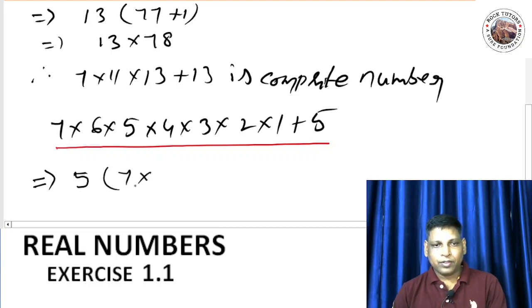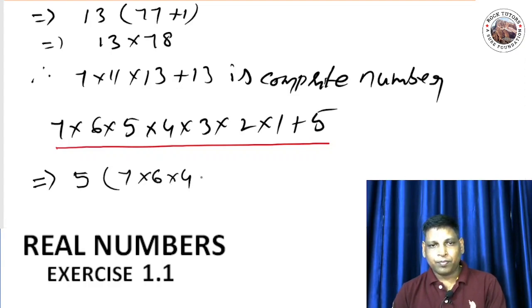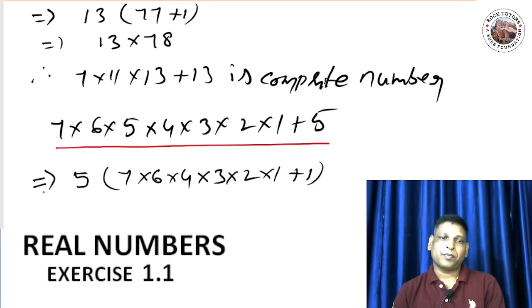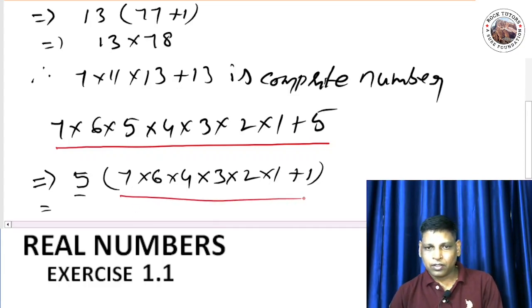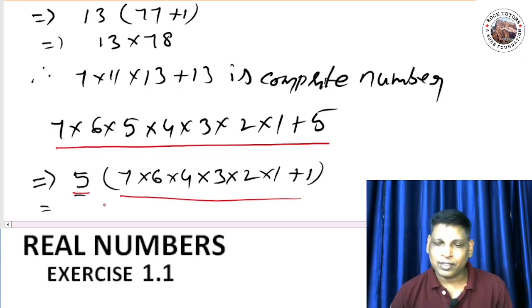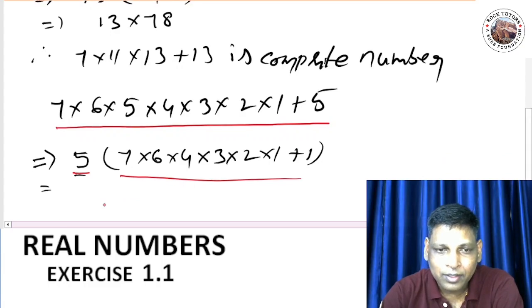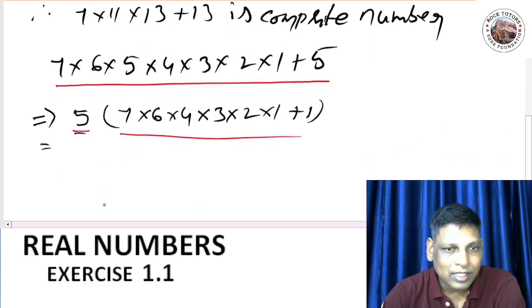7 into 6 into 4 into 3 into 2 into 1 plus 1. Now see here, this is one number and this whole is one number. So two numbers are there. This is one number, this is one number. So you can write this number as a product of two numbers. That's why you can say that 7 into 6 into 5 into 4 into 3 into 2 into 1 plus 5 is a composite number.